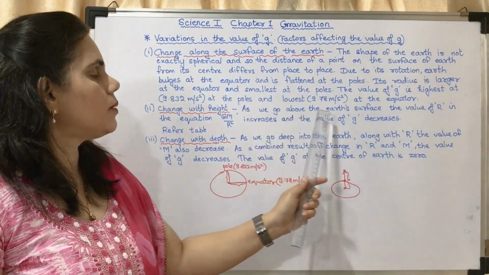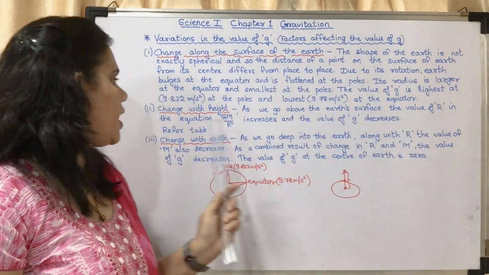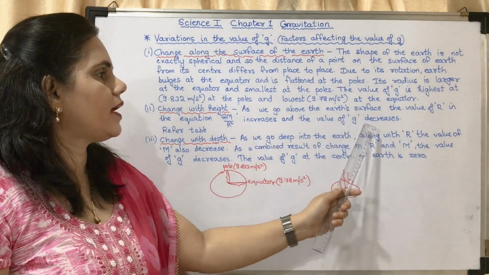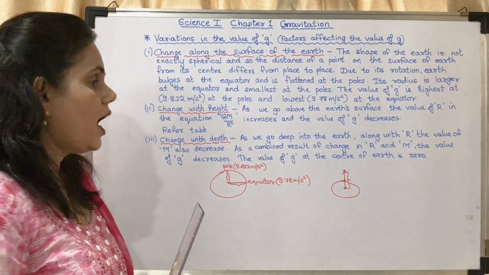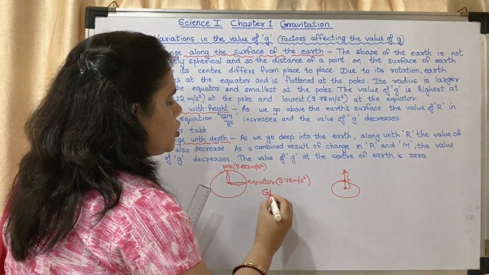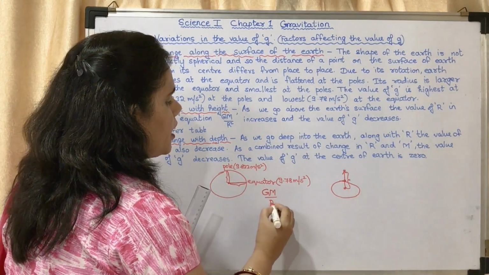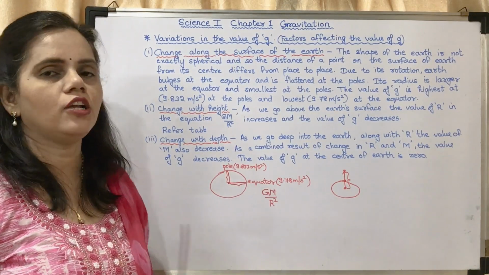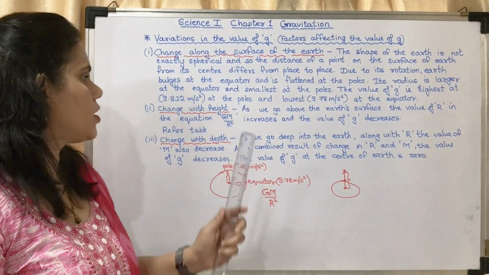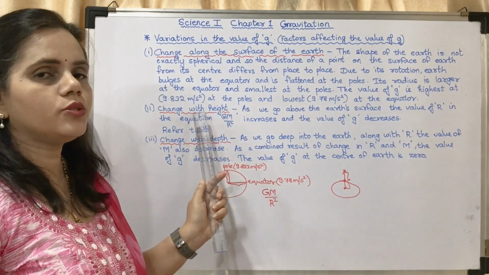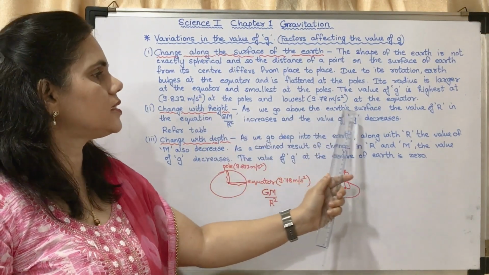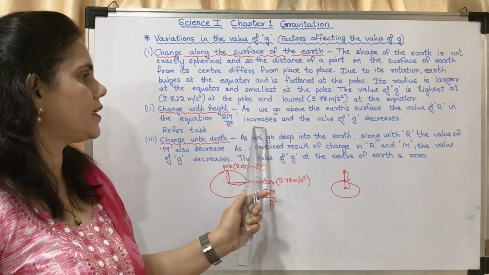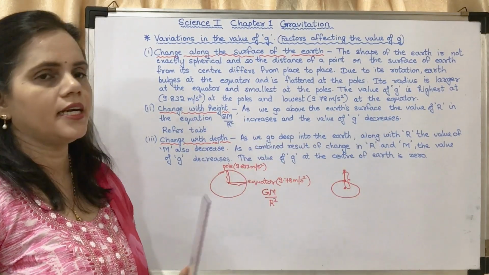So as we go above the earth's surface, the value of r in the equation GM upon r square increases and the value of g decreases. How will it decrease? The equation is GM upon r square. So as the value of r increases, the value of g will decrease. So what happens to change with height? As we go above the earth's surface, the value of r increases and the value of g decreases.